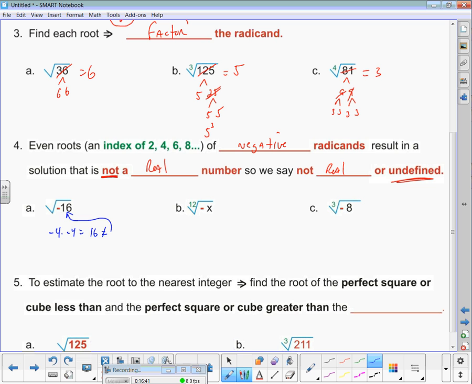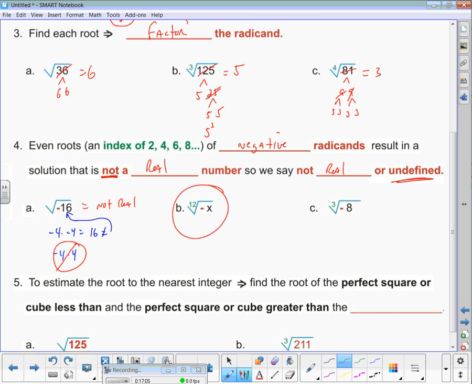You might say, okay, negative 4 times positive 4. Oh, no, no, no. That's not the number times itself, right? It's got to be the number times itself, a negative 4 times a negative 4, or a positive 4 times a positive 4. In both cases, you get positive 16, not negative 16. So in reality, we don't do anything to these. We say not real, not real.